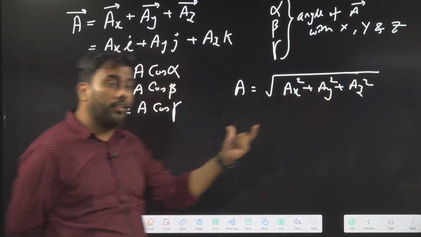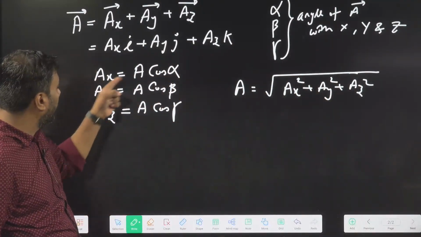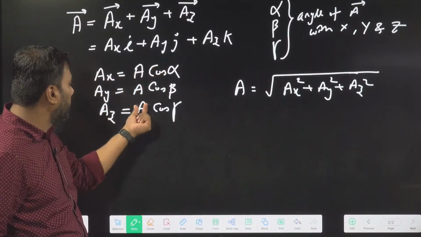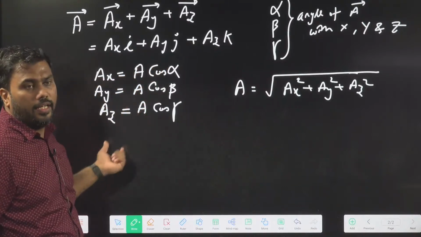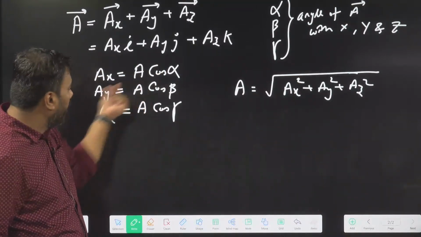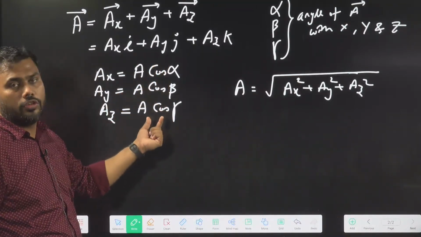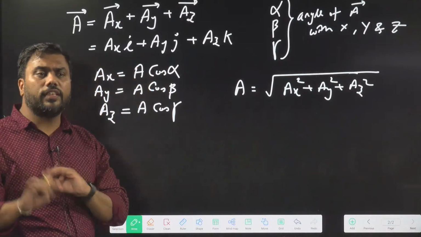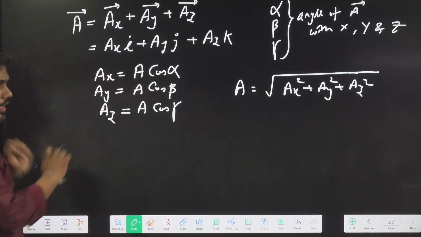And now if I know the length of the vector, a, then ax by a is cos alpha, ay by a is cos beta, az by a is cos gamma. We can also calculate cos alpha, cos beta, cos gamma using ax, ay, az and a. So all inversion here can also be done. We have not done any question on this.